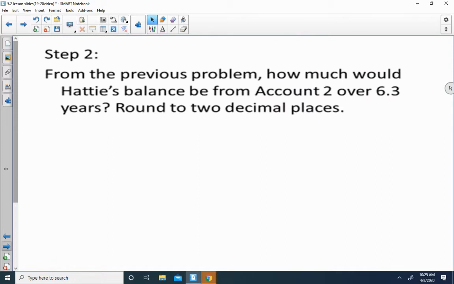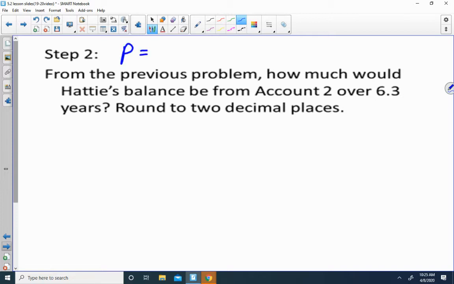Step 2, same problem, just a different step. Step 2 says, from the previous problem, how much would Hattie's balance be from account 2 over 6.3 years? And then rounded to 2 decimal places. So basically, Hattie realized that account 2 would make more money, and she's going to stick with it. She wants to see how much money she'll make in 6.3 years.